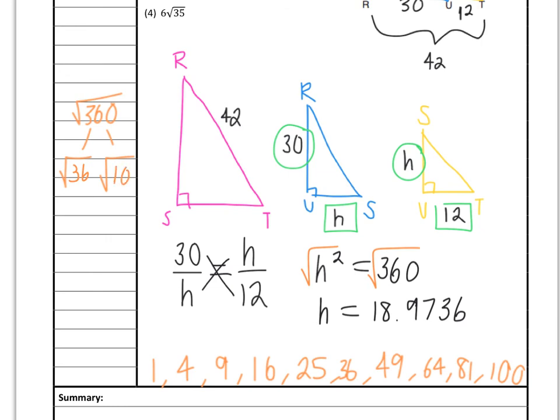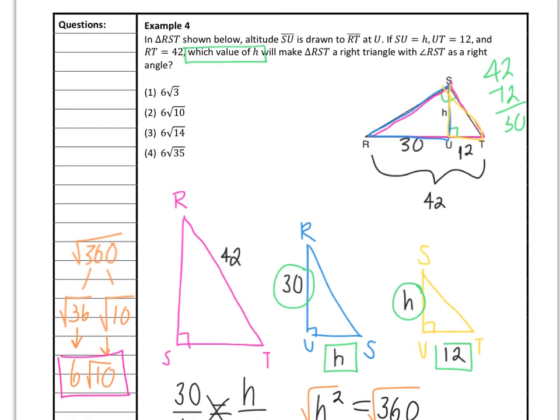And now the whole reason I did that is because the square root of 36 is just a regular plain old 6, because 6 times 6 is 36. But I don't know what the square root of 10 is, so that gets left alone. And this right here would be my answer. And if I go up, that is in fact one of our choices. And again, if you were to use the calculator method, you would also have seen that.